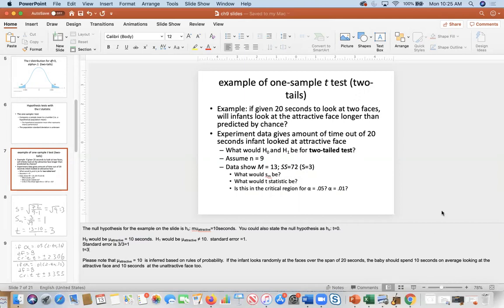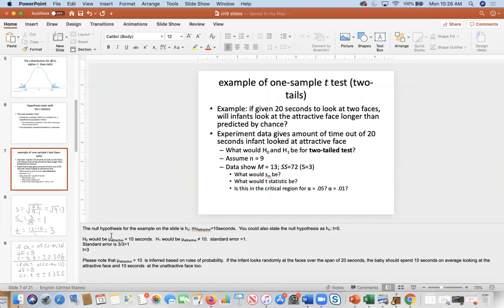And we need to figure out how this 10 seconds was derived. The answer is that there's 20 total seconds and there's two faces. If there's two faces, then 50% of the time the baby should be looking at each of the faces. 50% of 20 is 10 seconds. And so if the null hypothesis is the baby does not show a preference for either face, then the baby should spend 10 seconds looking at the attractive face, which, yes, a mathematical corollary of this is the baby also spends 10 seconds looking at the unattractive face.